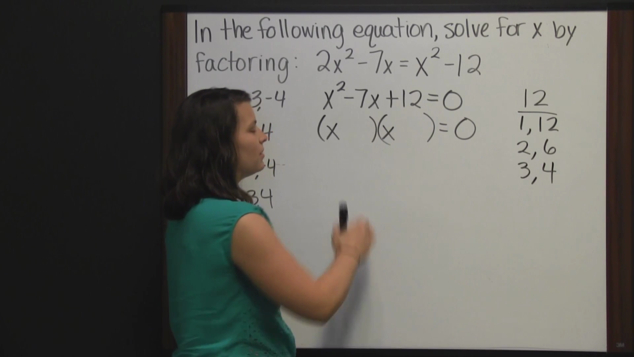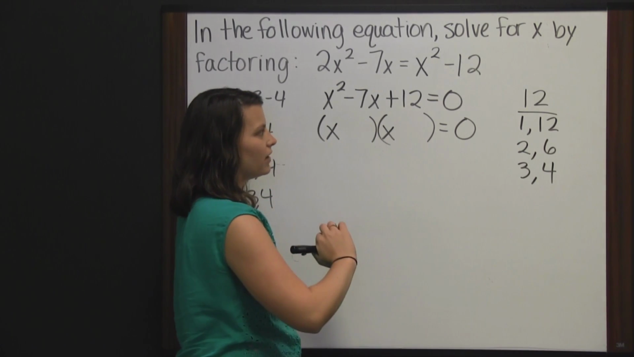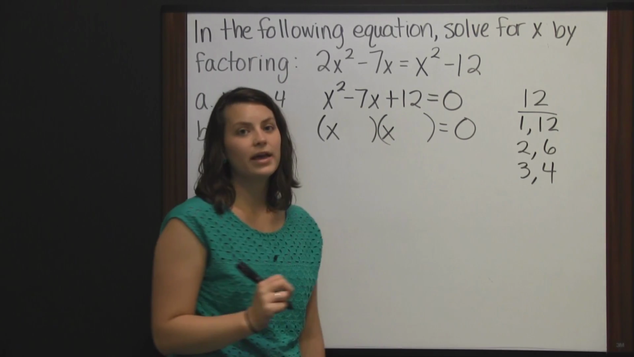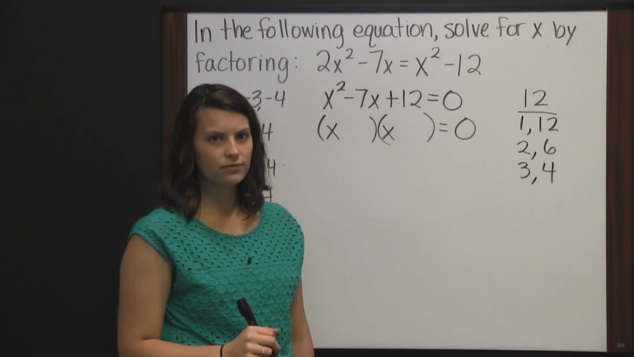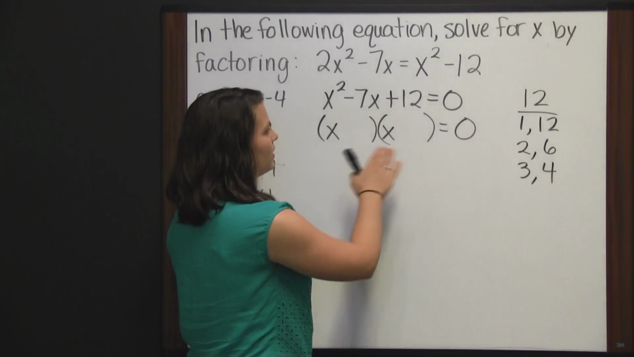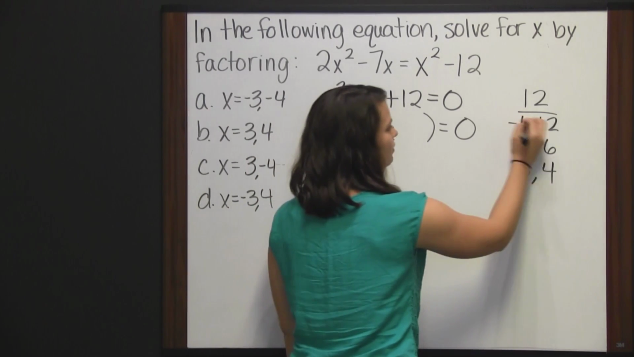Now again, these numbers have to add to give us a negative 7, while also multiplying to give us a positive 12. The only way these numbers can do both those things is if they're both negative.